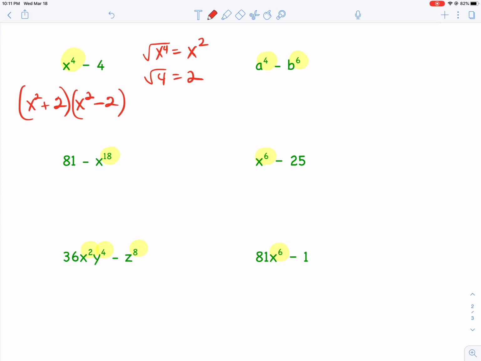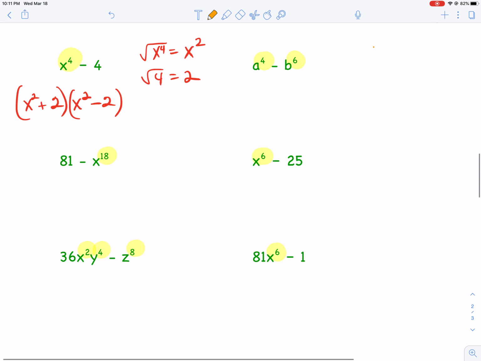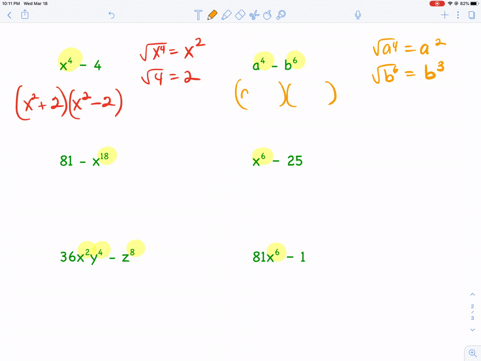In my next example, I'm going across. I have a to the 4th. The square root of a to the 4th is a squared. The square root of b to the 6th is b to the 3rd. Set up my two binomial factors. A squared goes first in each parenthesis. B cubed goes second. Plus and minus.